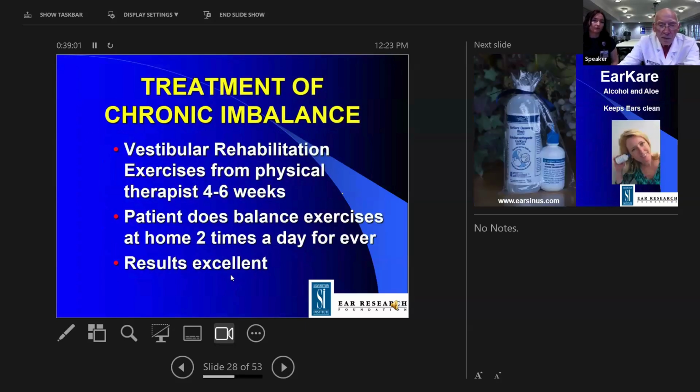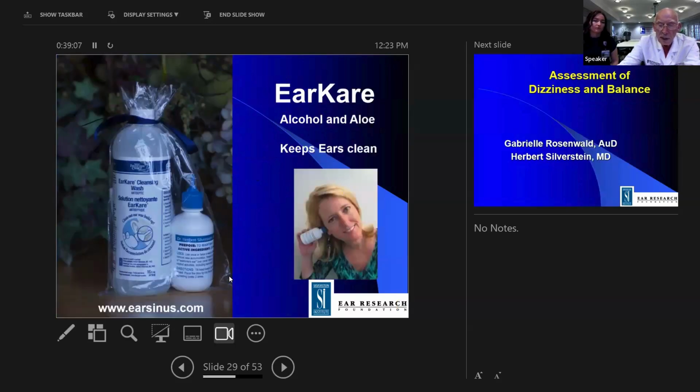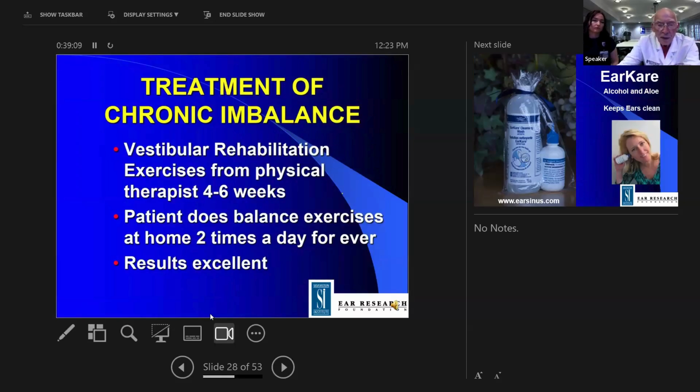So the treatment of chronic imbalance is the vestibular rehabilitation exercises from a physical therapist, and that usually lasts for several weeks. Patient does these exercises at home twice a day forever, and the results are quite excellent.